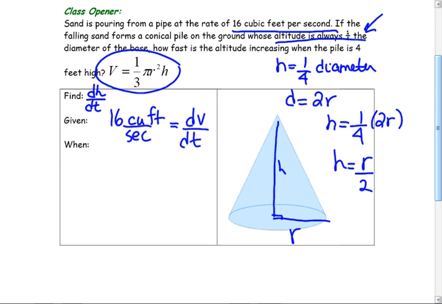When the pile is 4 feet high, what's the 4 feet? H. And here's the secret to doing related rate problems. If you write this, by the way, you often get the 1 point for saying dV/dt equals 16. Even if I don't know how to do the problem, just writing the find, given, and a when will probably earn you a point. Now, we want to relate H and V. I've got this formula here, but R is changing in time and I don't want R. Can I get rid of it? Sure, I can solve this equation for R. What's R equal to?